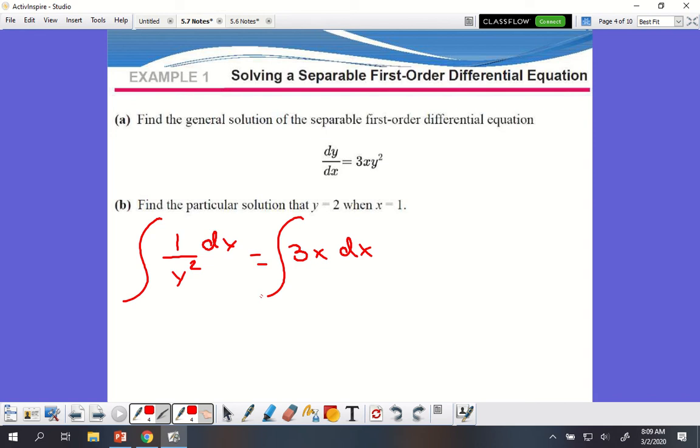Okay, so I'm going to have a negative 1 over y, right? And this goes away, doesn't it? So I would normally have a plus c here, right? I normally have a plus c here, but I am not going to put it here.